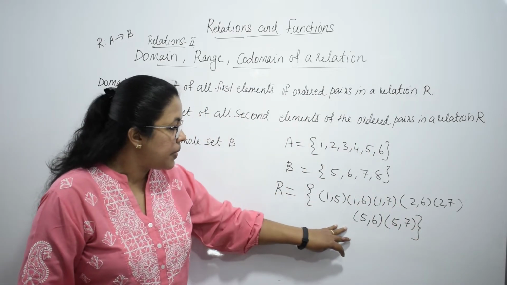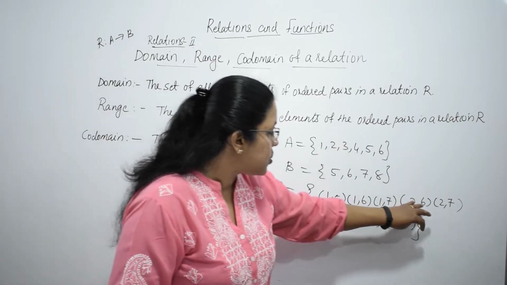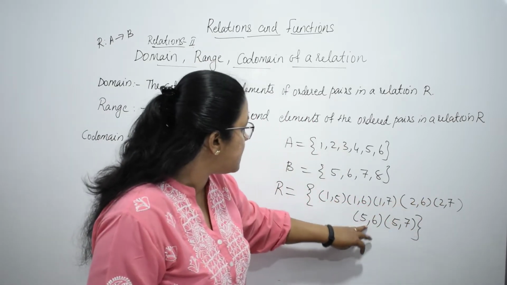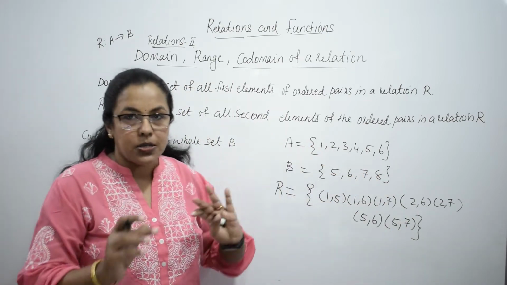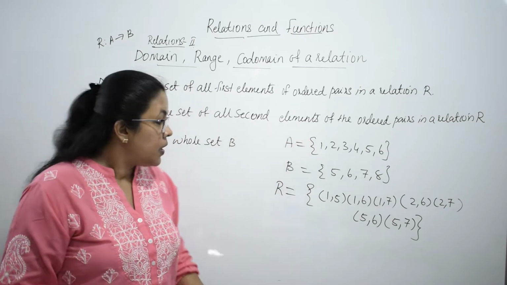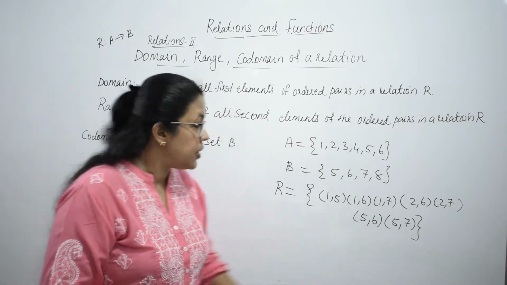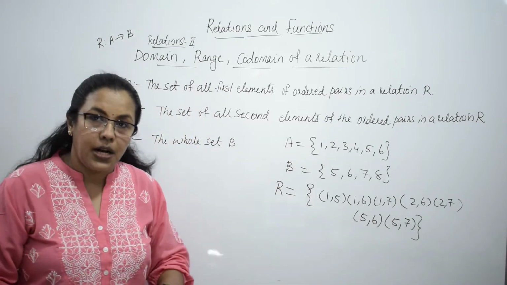Is it a relation from A to B? (1,5), (1,6), (1,7), (2,6), (2,7), (5,6), (5,7). All these are elements of A cross B, isn't it? Therefore, it is a relation from A to B. We are going to write the domain, range and codomain of this relation.